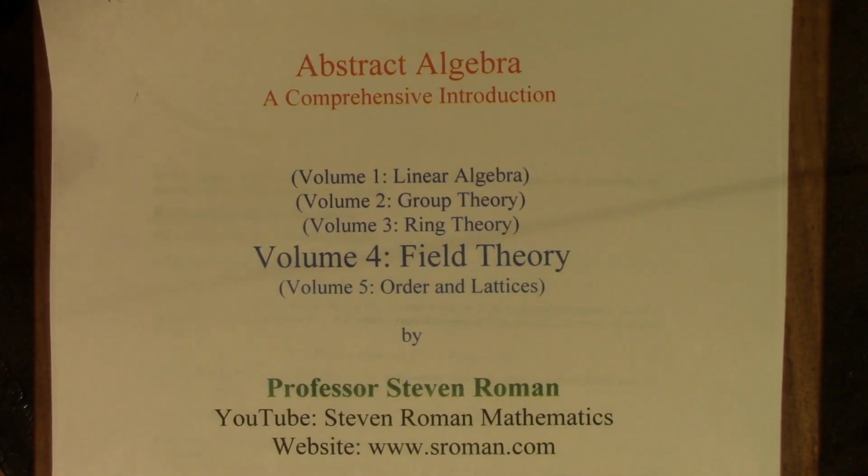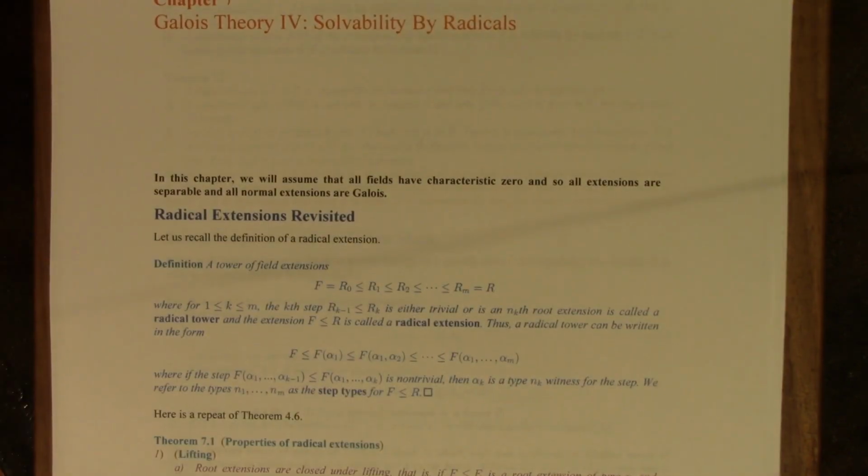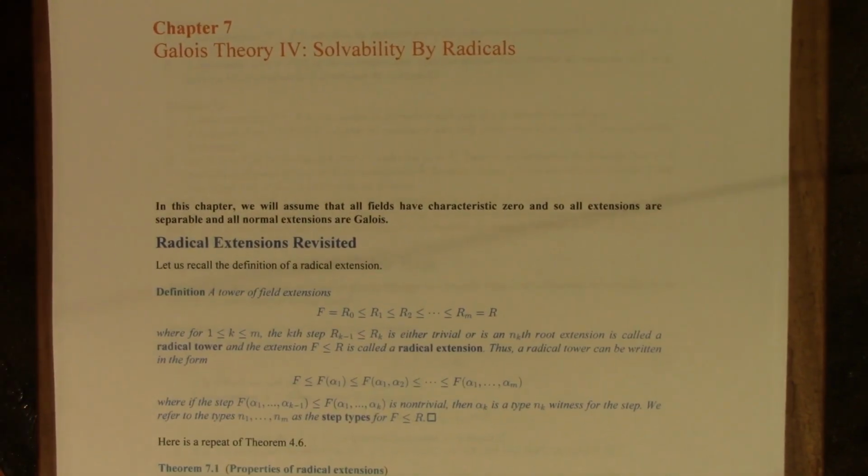Let's continue the field theory lectures. We're ready now for Chapter 7, Solvability by Radicals. This is perhaps the pinnacle of elementary field theory, or at the very least the most famous result in field theory, namely that there is no general algebraic formula for polynomial equations of degree 5 or greater.